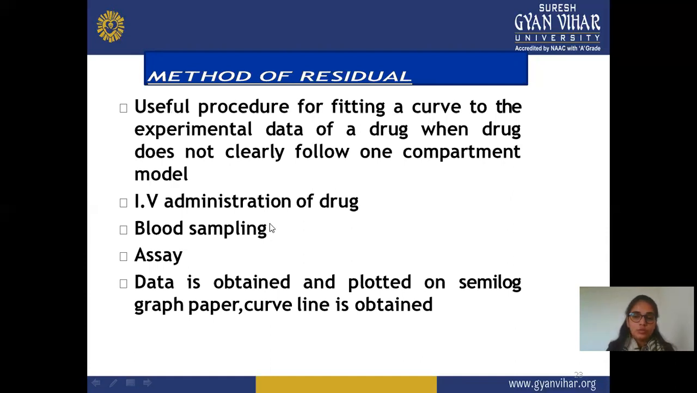In this, some problems or errors occur. After IV administration of the drug, blood sampling and assay data are obtained and plotted on semi-log graph paper, and a curve line is obtained. So the method of residue is mainly obtained with the help of these parameters. Means after IV administration, we take the blood sample and check how much drug is present in it. The assay procedure tells how much concentration of drug is present in your blood sample, and the data is obtained and plotted on semi-log graph paper.